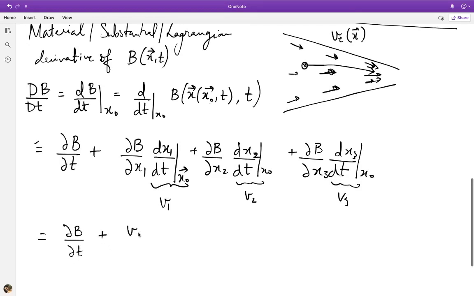quite simply as the partial derivative of B with time. This is the so-called Eulerian derivative because it's a local derivative at a fixed position in space, times the velocity vector dot producted with the gradient of B. Yes, and this is equal to our substantial derivative, material derivative.